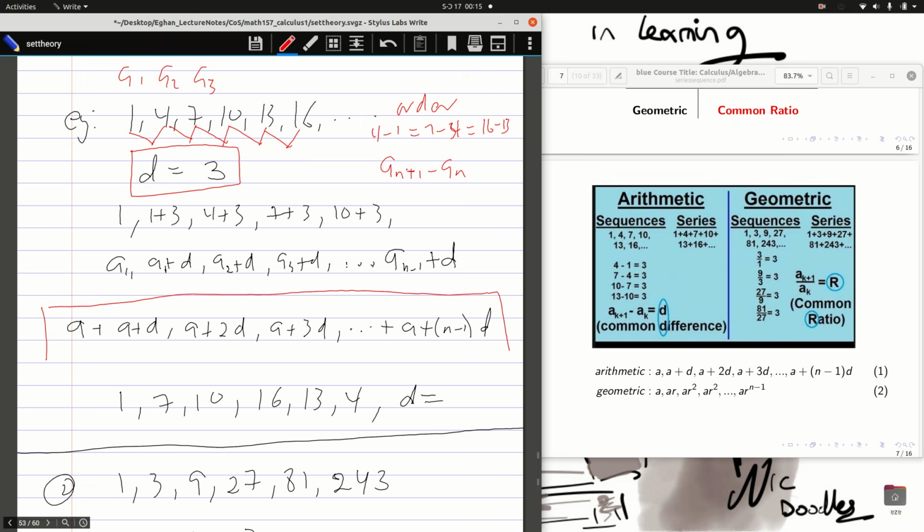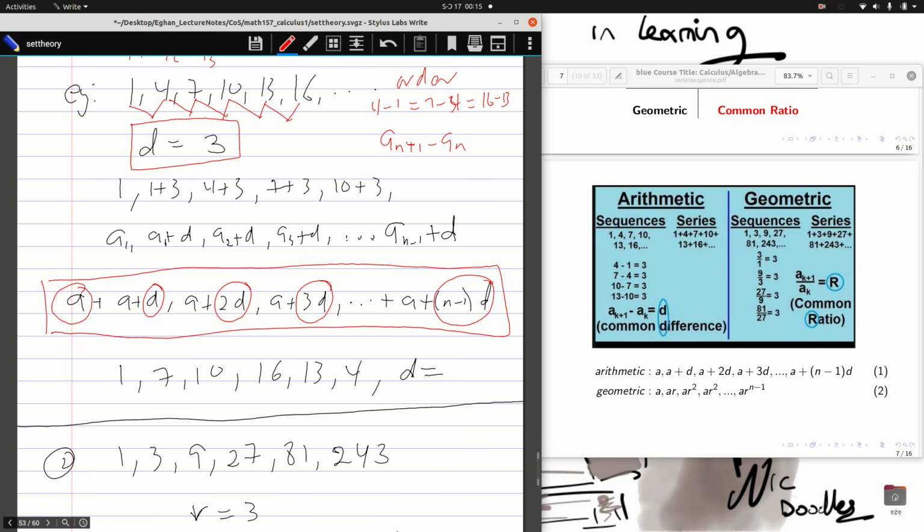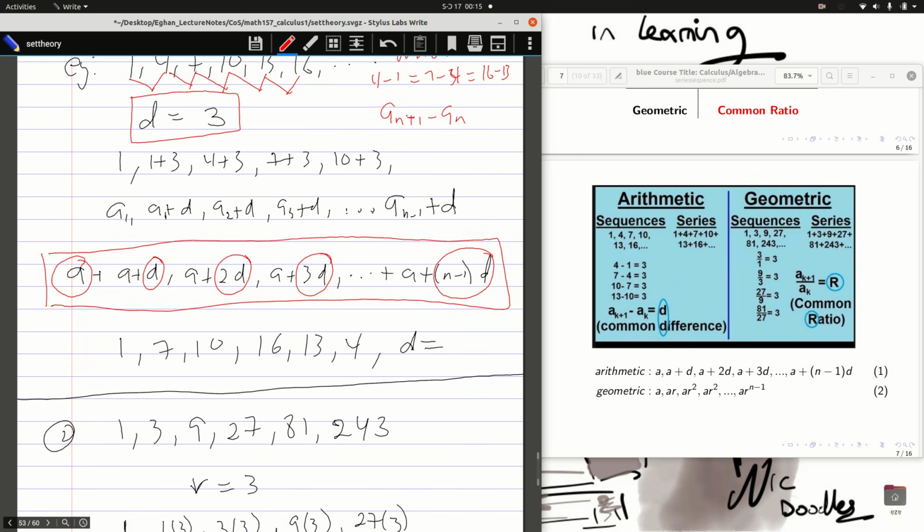If I keep adding the terms up, don't bother about the sequence. Take the first number, add d to it, and the next step add 2d, add 3d, and then you add (n minus 1)d. It's a recursive form, so you follow the pattern. I just need the first number and I can produce the other terms. As simple as that.